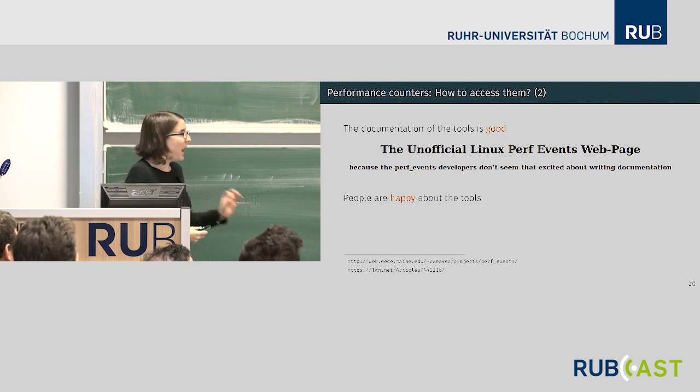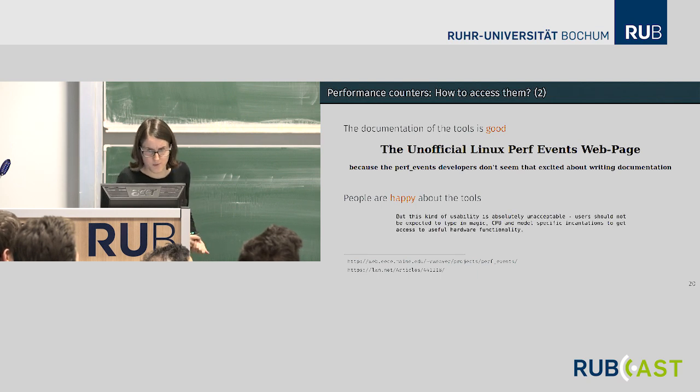And people are really happy about these tools. Here is the review of a satisfied customer, which says: this kind of usability is absolutely unacceptable. Users should not be expected to type in magic, CPU and model-specific incantations to get access to useful hardware functionality. So, a great start.